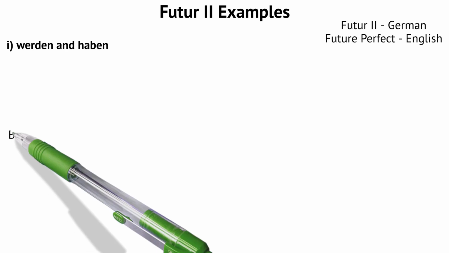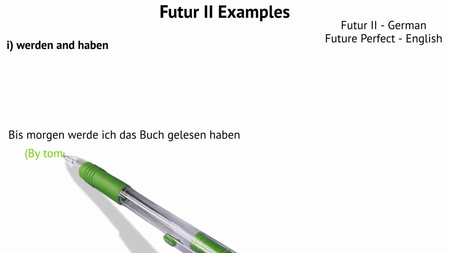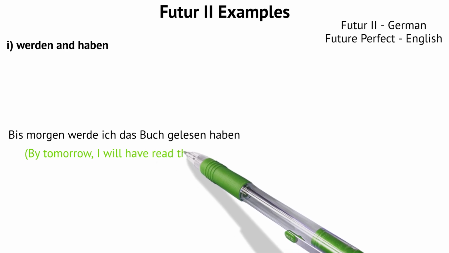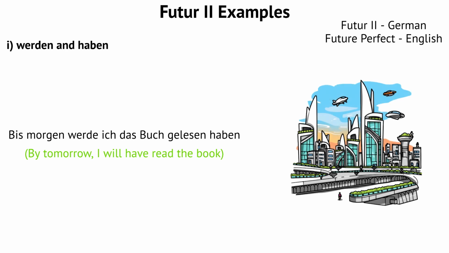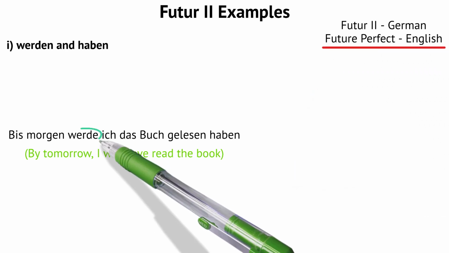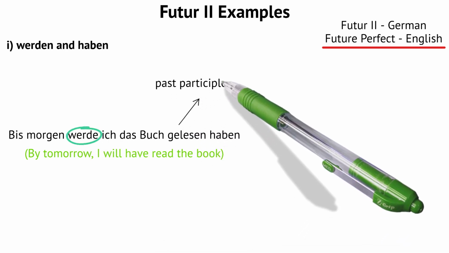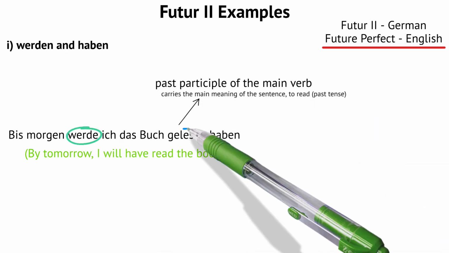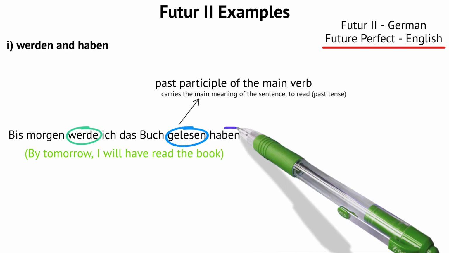The sentence, "Bis morgen werde ich das Buch gelesen haben," translates to "by tomorrow, I will have read the book." This sentence is describing an action that will have been completed by a certain point in the future. That is the future perfect tense, formed by a conjugated auxiliary verb, werde, used together with the past participle of the main verb, gelesen, and another auxiliary verb in the infinitive, haben.